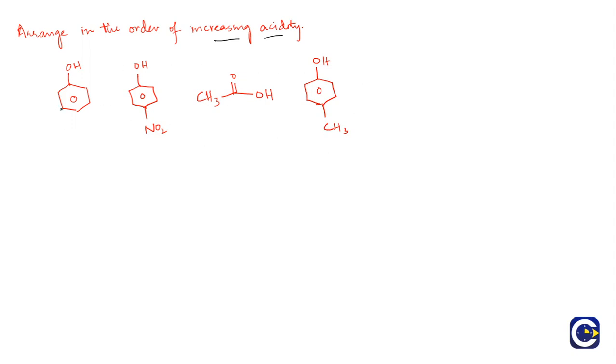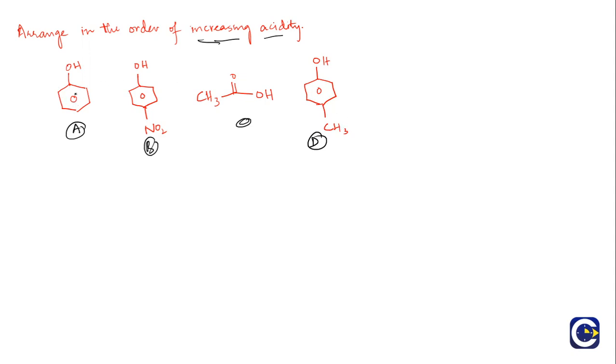So first of all, in increasing order, we have to write the compound that is least acidic in nature. So we'll write this as compound A, B, C, and this is compound D. We have to arrange A, B, C, D in the increasing acidity. So first of all, we'll look at these compounds and find which is least acidic of these.